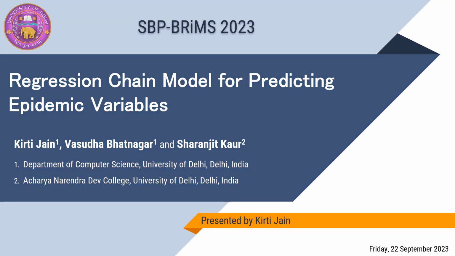My name is Kirti Jain and I am a research scholar at the Department of Computer Science, University of Delhi, India. Currently, I am exploring epidemic dynamics in networks, and in this session, I will be presenting my work titled Regression Chain Model for Predicting Epidemic Variables. So I will begin with a brief introduction along with the related literature and then present my methodology and results.